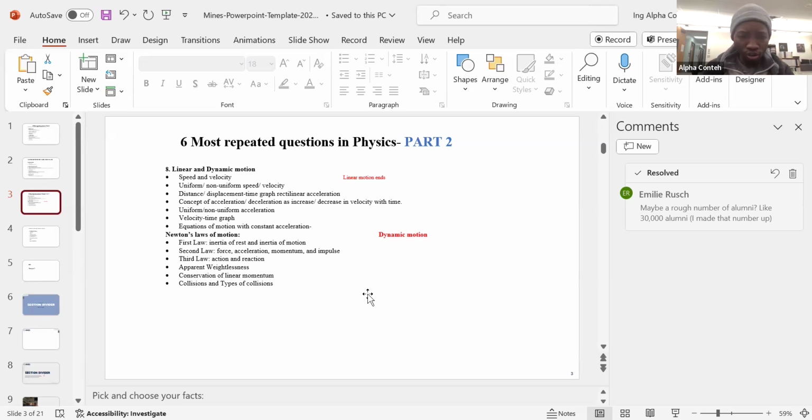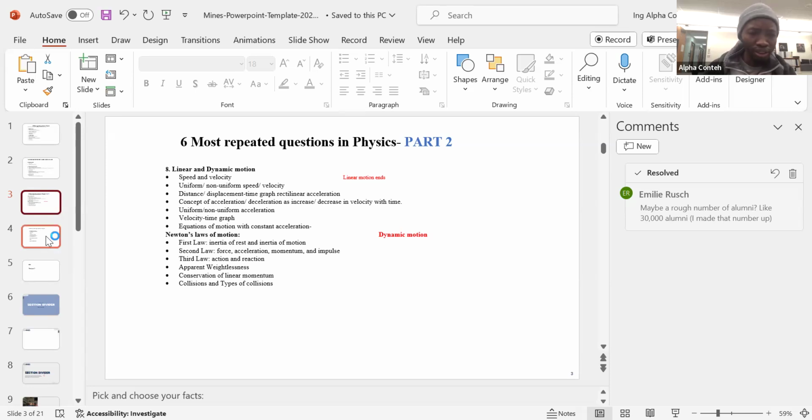You should also be able to take note of collisions and the types of collisions. You may be asked to differentiate between perfect elastic collision and perfect inelastic collision. So these are things you should be able to take note of.